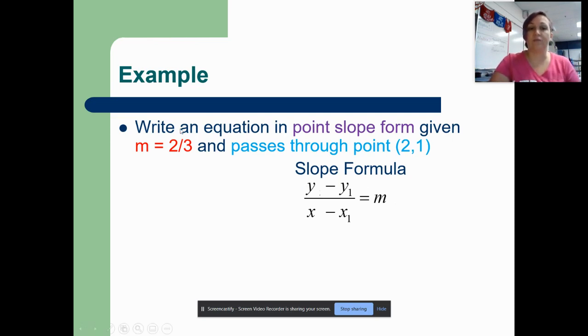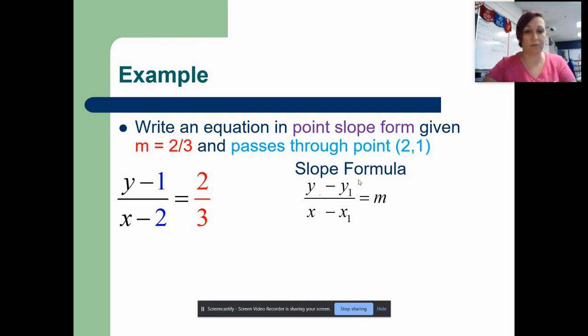Next, I'll take the information given to me and I'll plug it in. So the 2/3 is going to go over here where the letter m is. When you're plugging in the ordered pair, make sure to be careful and put the correct number with the correct letter. So the 2 is the x coordinate, so it's going to go on the bottom. And then the 1 is the y coordinate, so it's going to go on the top. Just be very aware of where your x's and your y's should be.